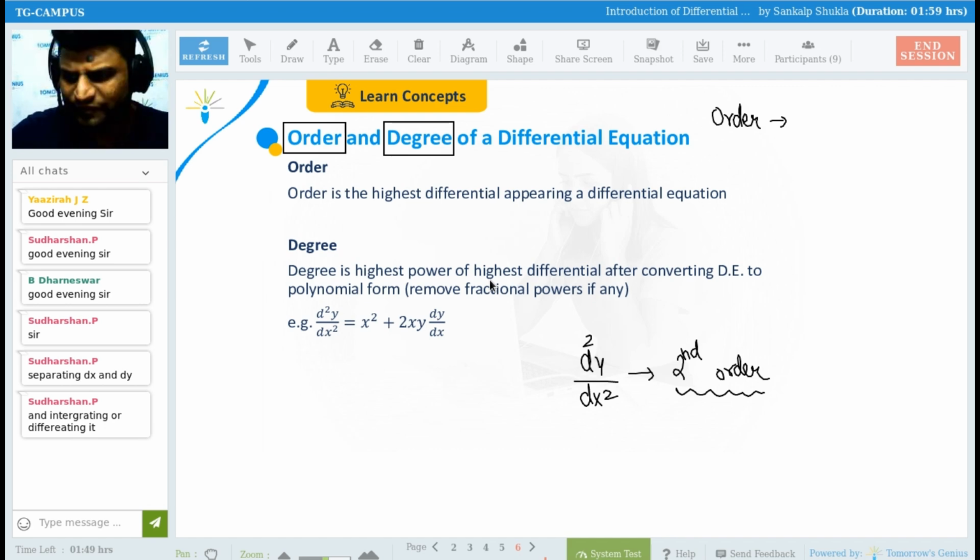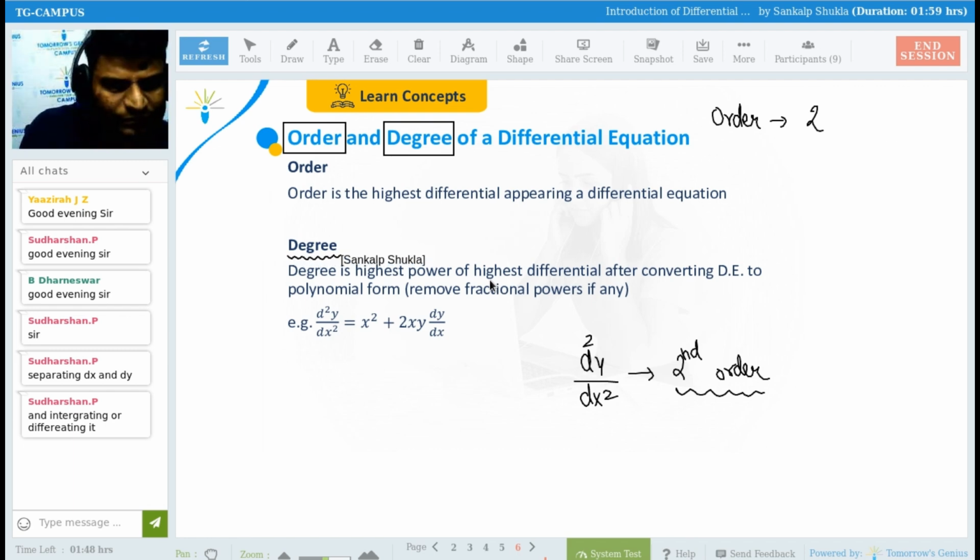Okay, so it will be more clear. It will be very much clear when we see the questions. But first you have to learn the basic concept. So if d2y by dx2 is the differential element being used in a differential equation, then it is called second order, or we can say the order is 2.